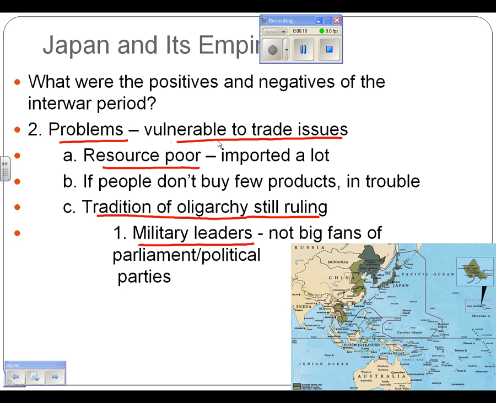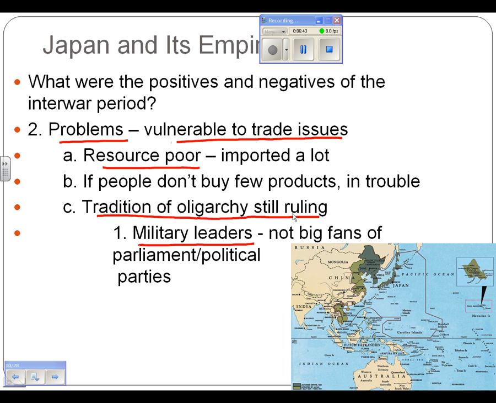Well, one of the problems is they're vulnerable to trade issues. They're a resource-poor nation. Remember, we've talked about that. In other words, they don't have a lot of the resources necessary to create a large industrialized nation. So that means they import a lot. And if people don't buy their products, then they're in trouble. They can't import the things they need. There's also a tradition of oligarchies.